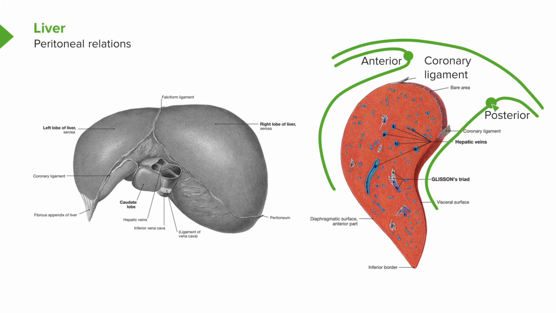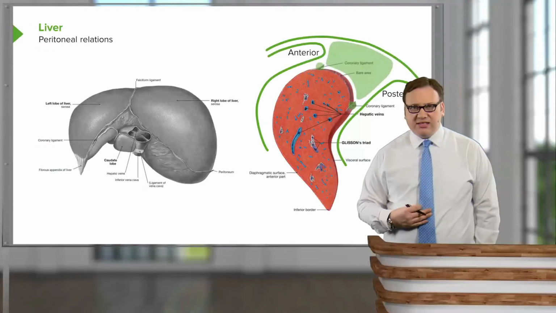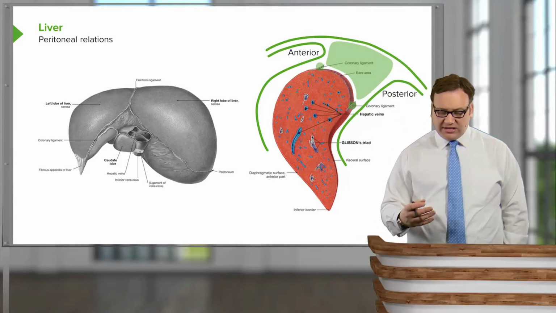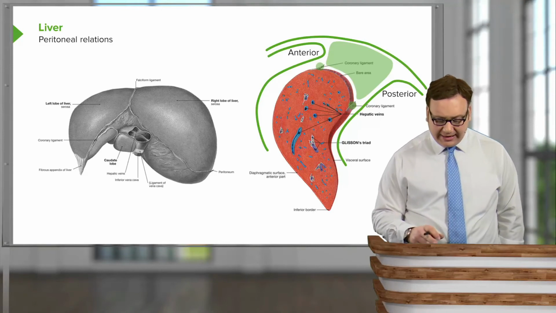We can see now that we have this space on the liver that doesn't have any peritoneum adhered to it, because we've got this reflection here and here. No peritoneum here. And that means this region of the liver is known as the bare area. There's no peritoneum attached to this bare area.